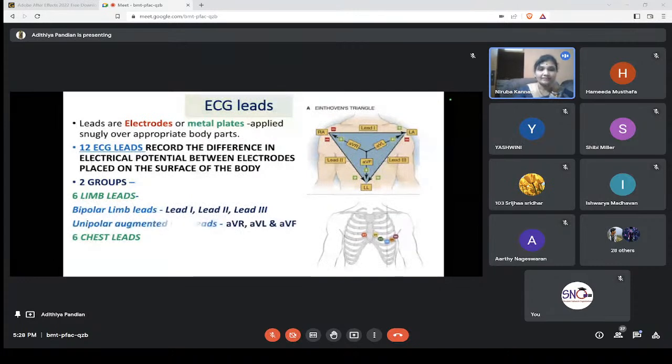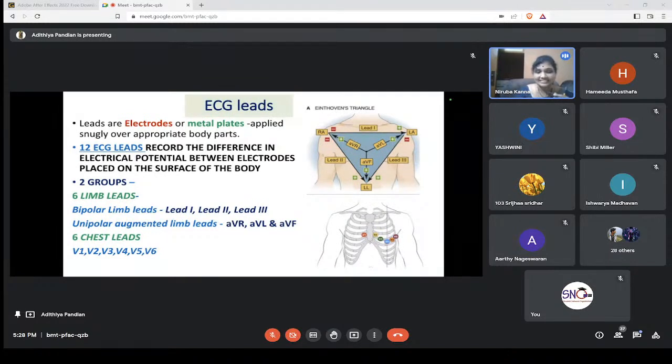Okay. Bipolar. Why do you call it bipolar? Because it is the electrical difference recorded between 2 poles: lead 1, lead 2, lead 3. There are 2 exploring electrodes there. But unipolar limb leads are AVR, AVL, and AVF, where you have only a single exploring electrode, which is on the right arm, or left arm. The other 2 act as indifferent electrodes. So they are called unipolar augmented limb leads.